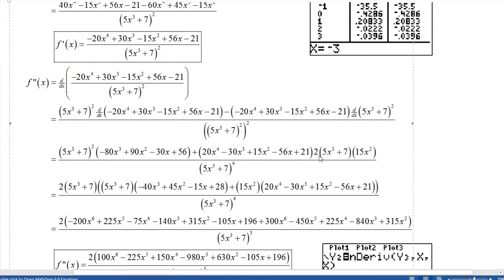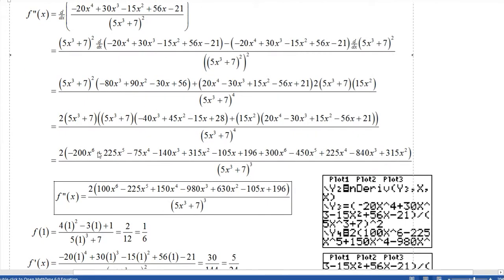Now over here, let's see what's happened. We factored out this term, this factor of the 2 and the 5x cubed plus 7 with that factor. We're left with the 15x squared, and we're left with this quartic polynomial here. Alright, so now let's see what we can do. I can do a couple of things. One thing I can do is cancel this 5x cubed plus 7 in the front, since it is a factor of the numerator, and it's also a factor of the denominator, so I can cancel that. And so that goes down to the third power.